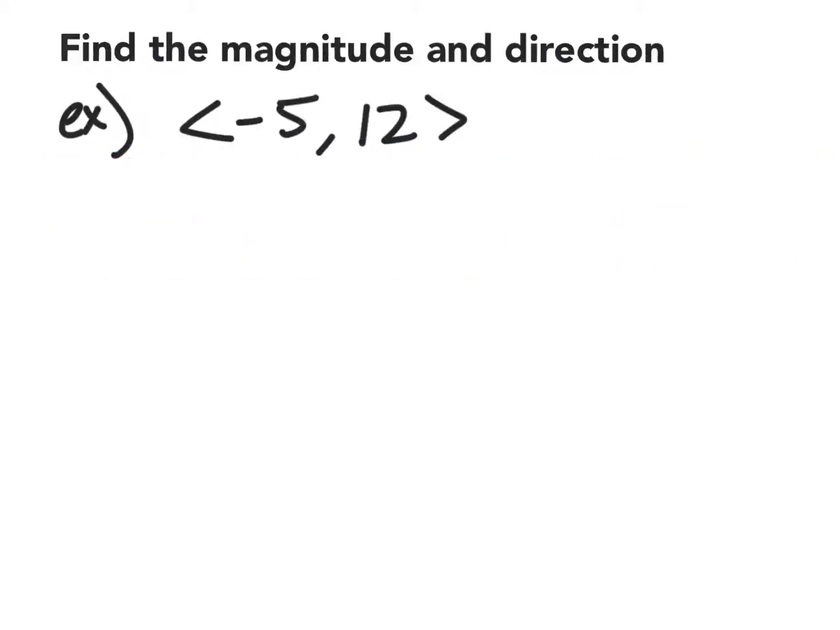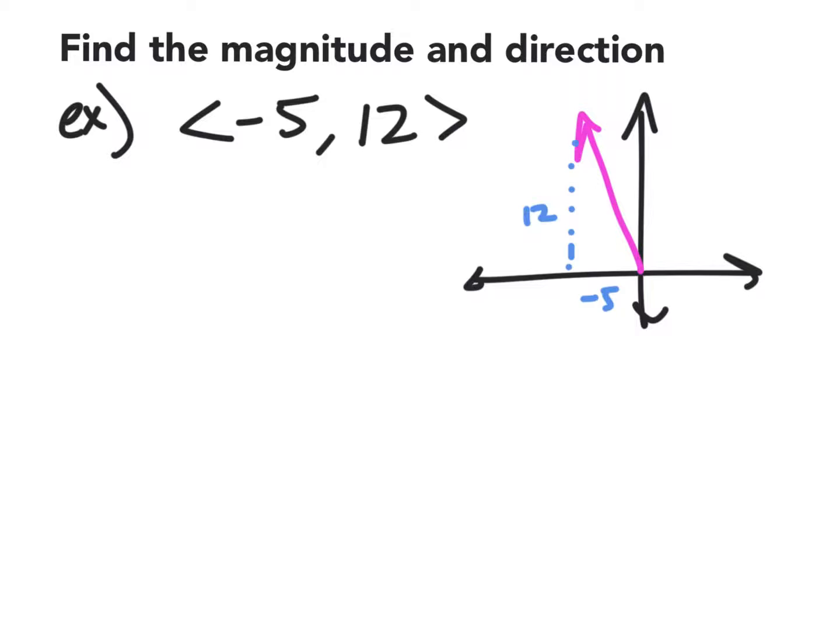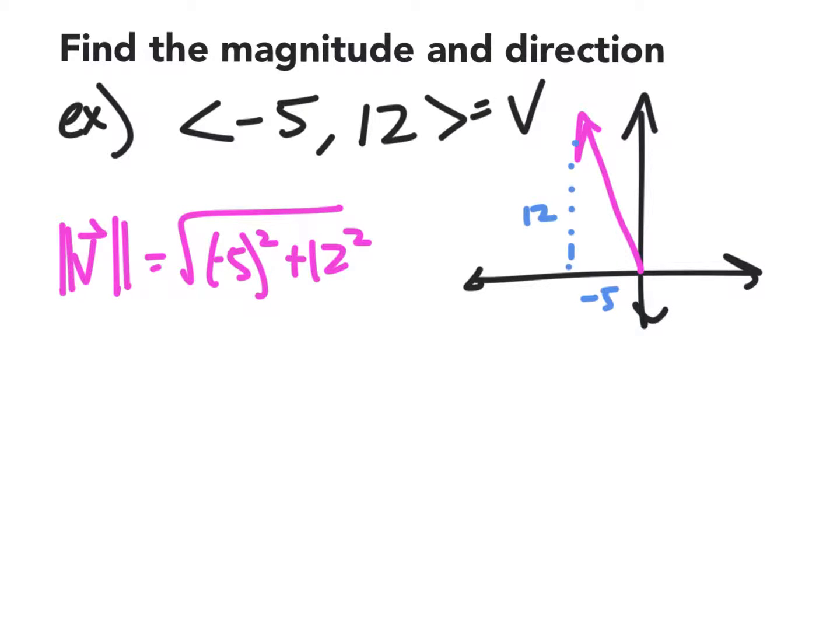All right, let's try one more. So if I draw this, negative 5, 12, I end up with a vector that looks something like this. I can use Pythagorean theorem to figure out the magnitude of this vector. And let's just give it another name. We'll call it v. So we'll again use Pythagorean theorem, and this tells me that the magnitude is 13.